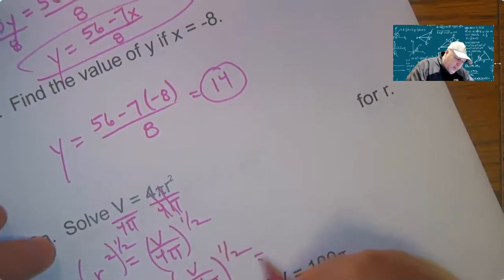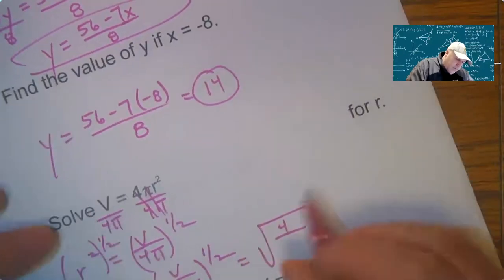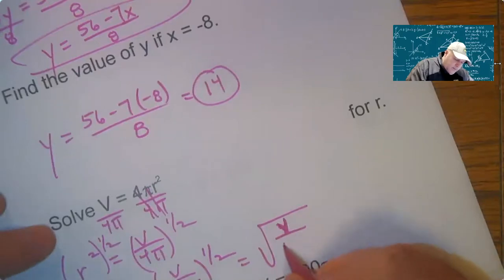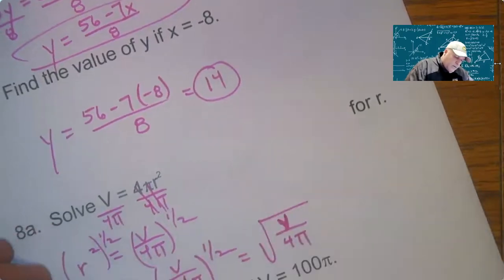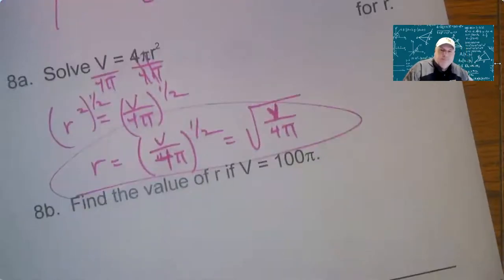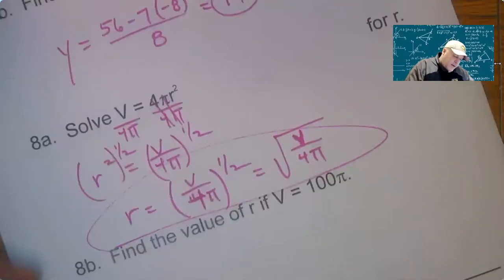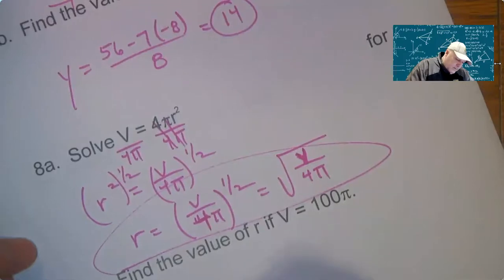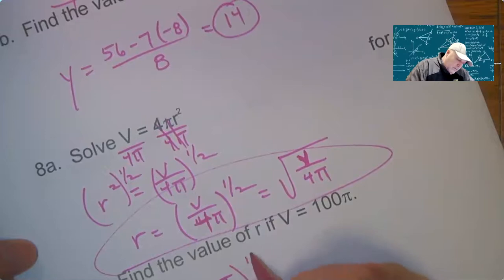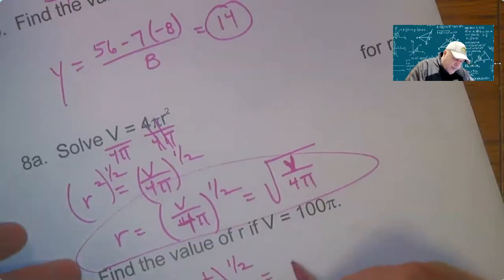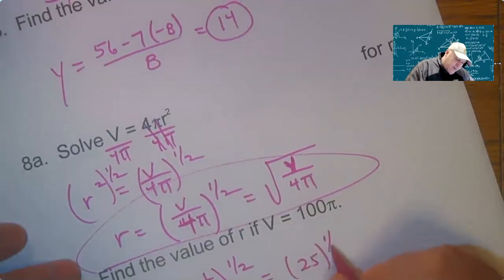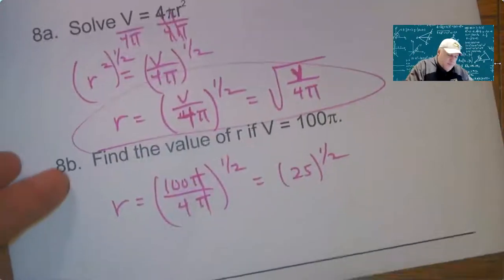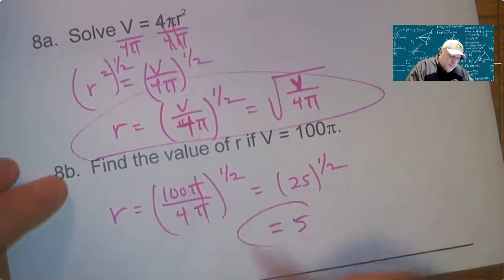And that means square root also, if you want. Either way. Find the value of r if V is 100 pi. So those drop, so you have 25 to the 1/2. Well, that's the square root of 25, and that is 5.